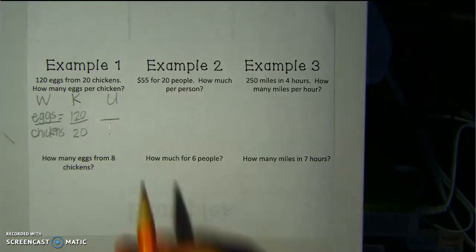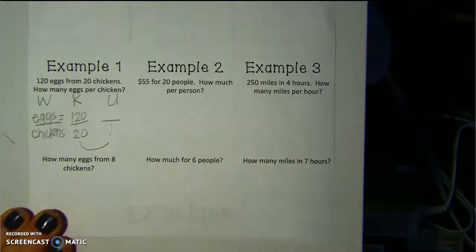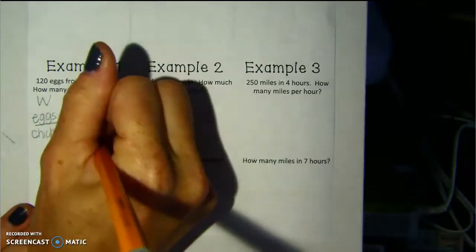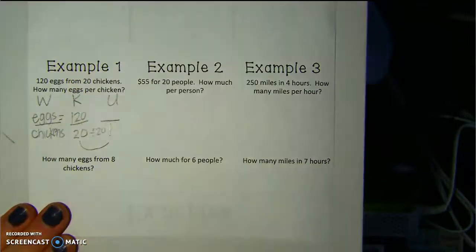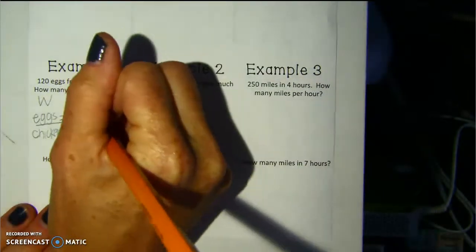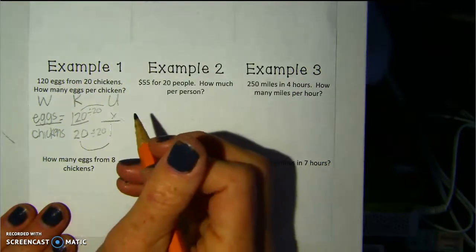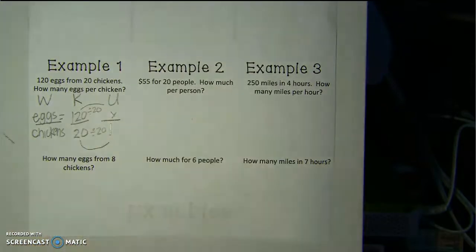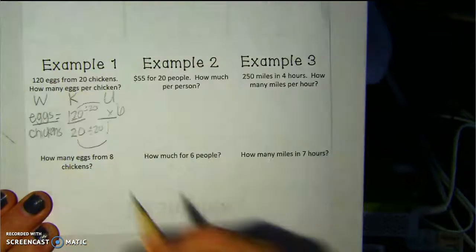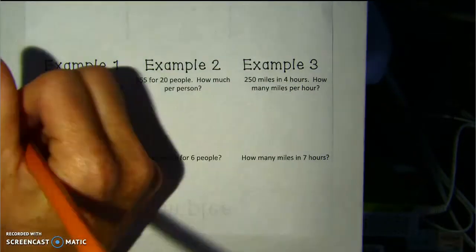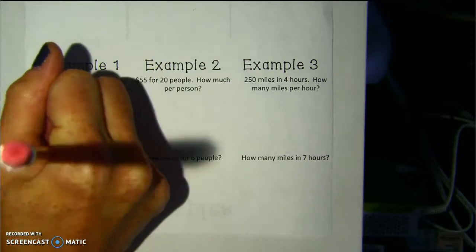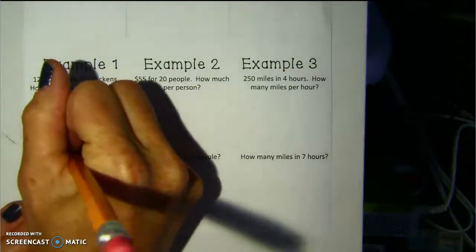Now you have to ask yourself, how am I getting from 20 to 1? What am I doing? I'm not multiplying. What am I doing, Reagan? Dividing. Good. So what am I dividing by? 20. So whatever you do to the bottom, you have to do the top. So what is 120 divided by 20? That's what we're looking for. What is 120 divided by 20? 6. Very good. So 6 is my answer. So how many eggs per chicken? 6 eggs.